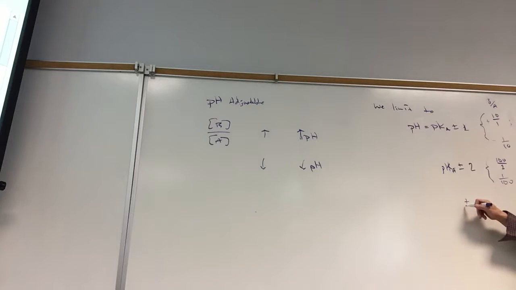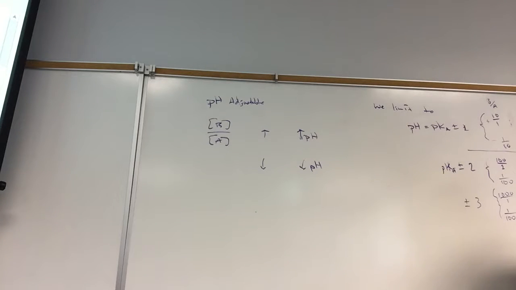If we went pKa plus or minus 3, then we're looking at 1,000 to 1 or 1 to 1,000. And so this is becoming less and less effective as a buffer, because a buffer has to neutralize either added acids or added bases. And so we try to limit it to this. This is getting too extreme, as far as being too heavily biased towards acid or towards base.